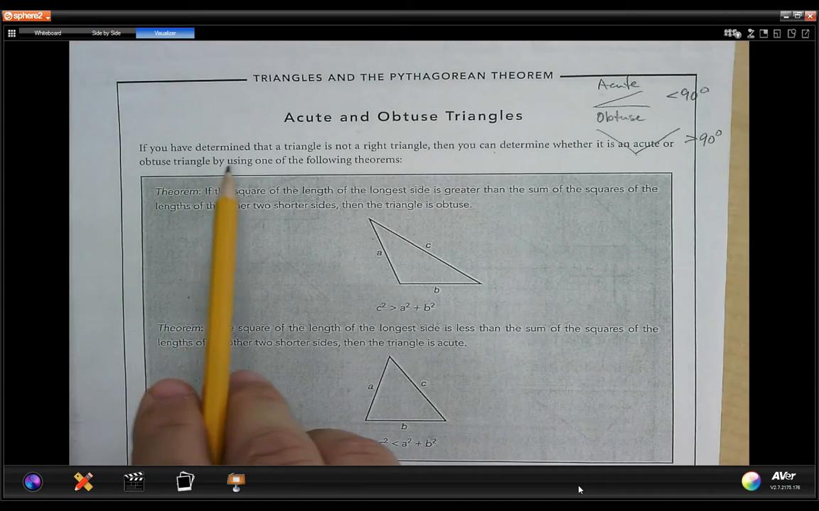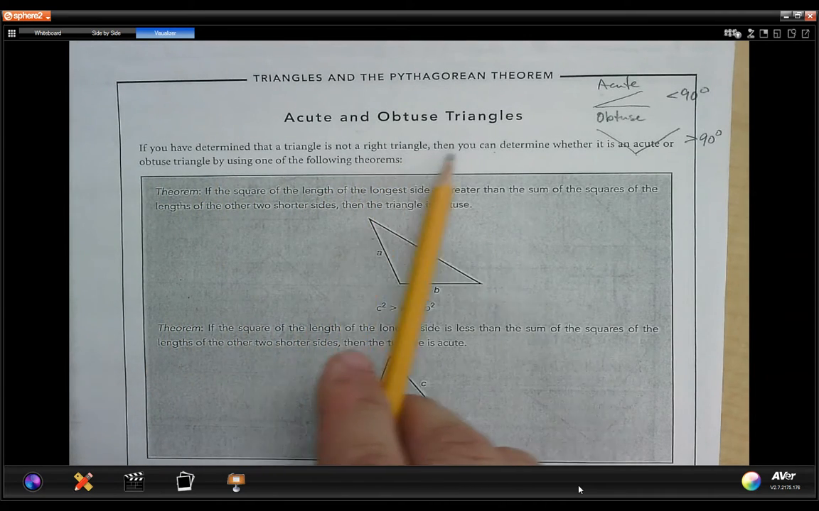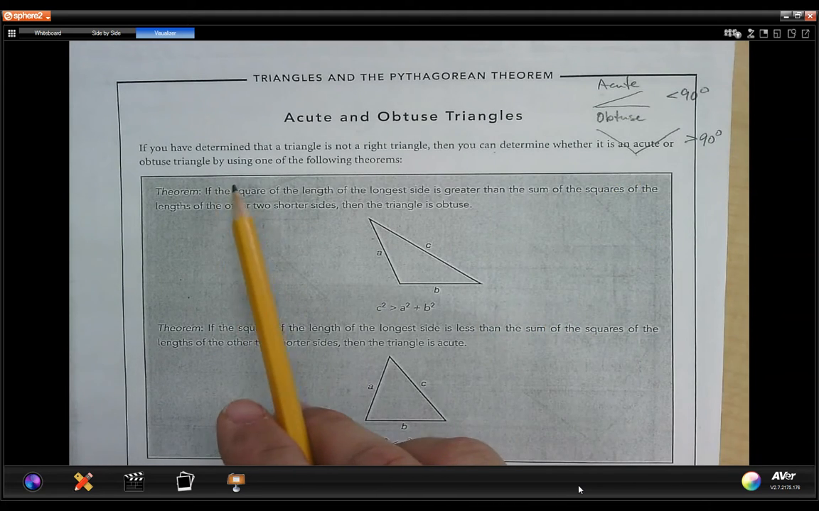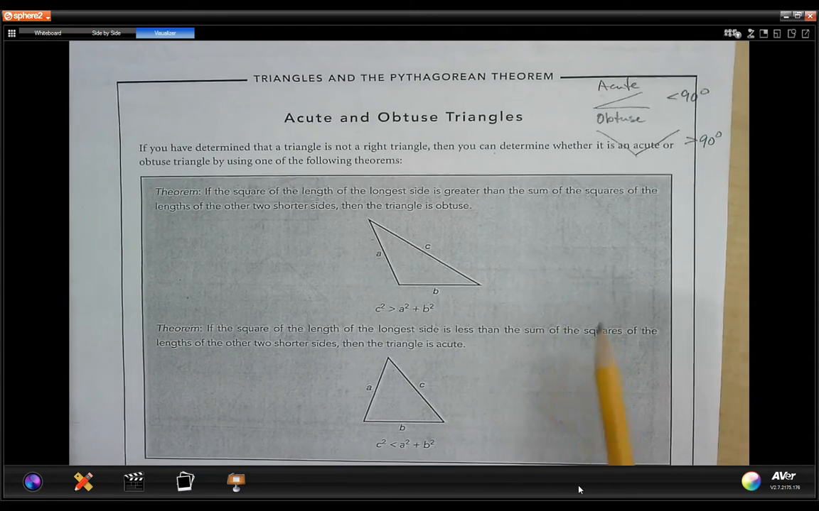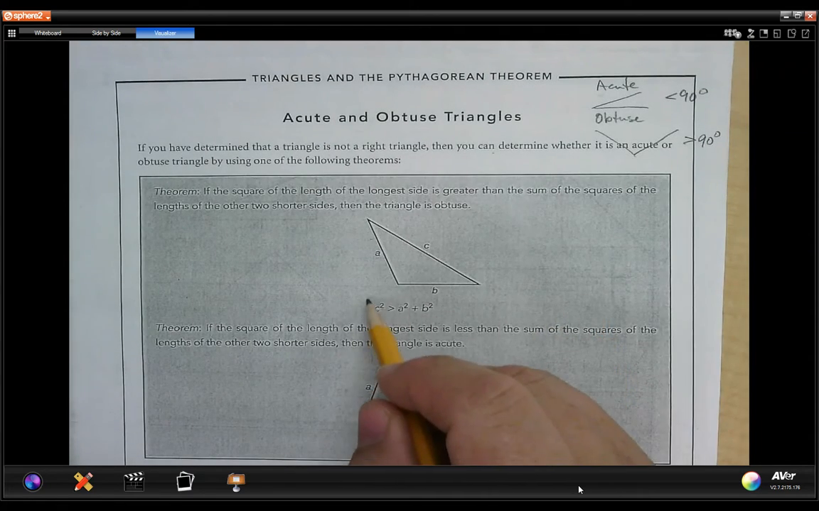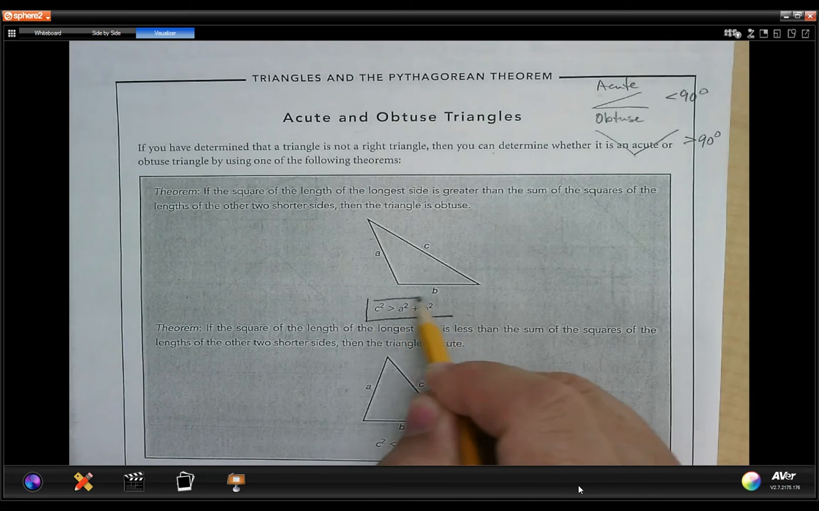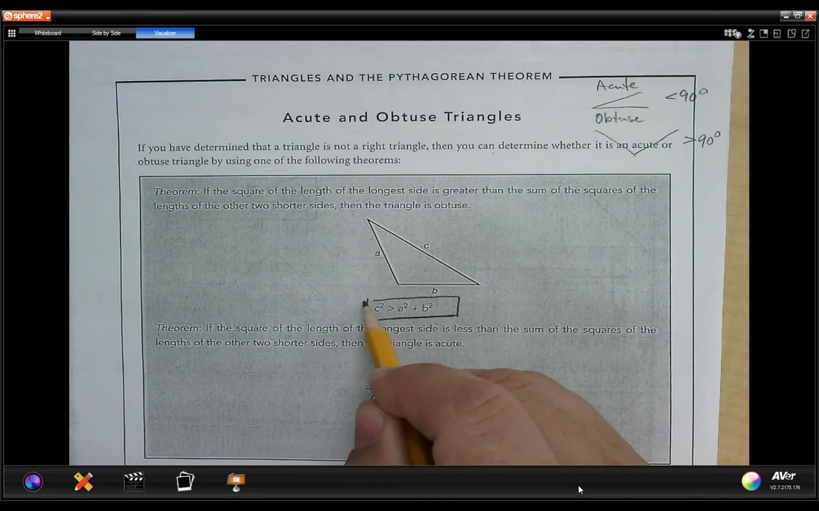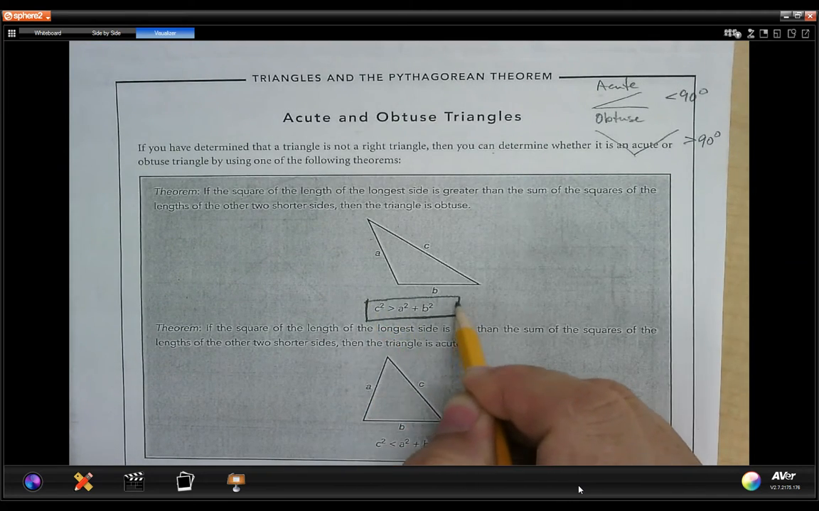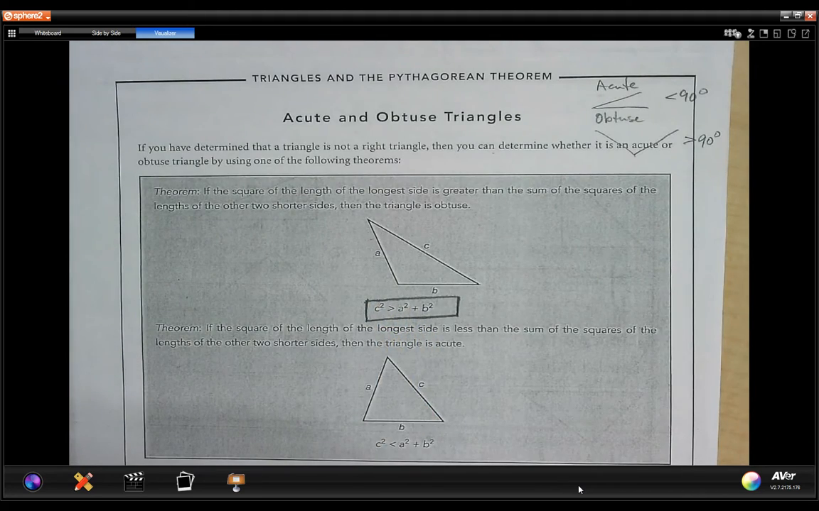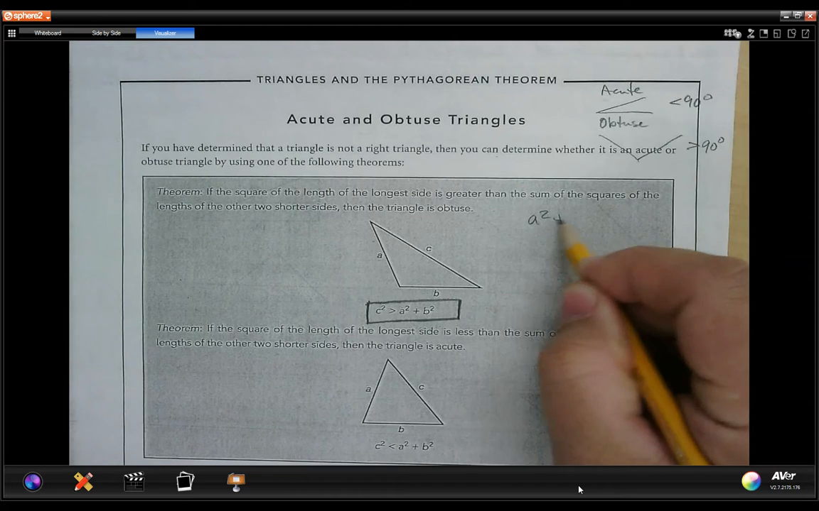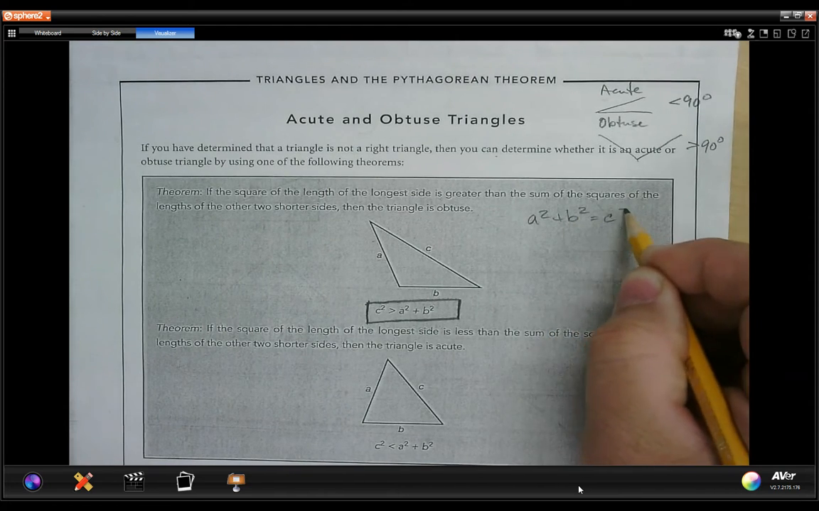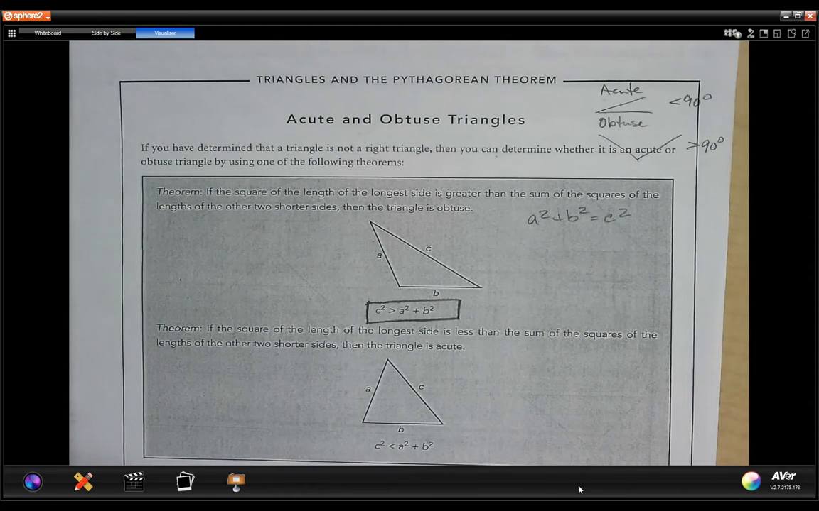This says if you've determined that a triangle is not a right triangle, then you can determine whether it's acute or obtuse by using one of the following theorems. So this first page gives you these theorems, and here's what I really want you to pay attention to, okay? And you will notice that this looks extremely close to what we saw when we worked on that first packet. And you'll remember that I said, well, most of the time we write it as a squared plus b squared equals c squared, like that, right? That's the way we remember it from grade school.